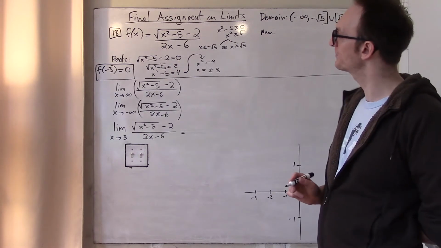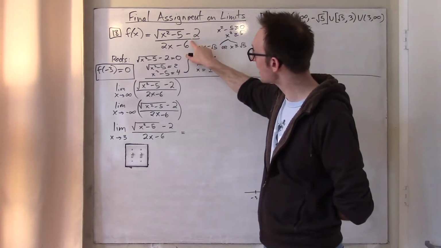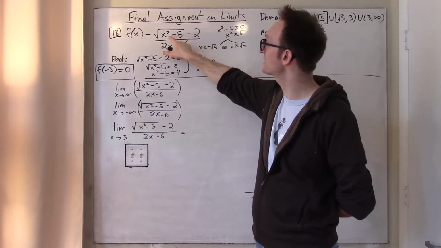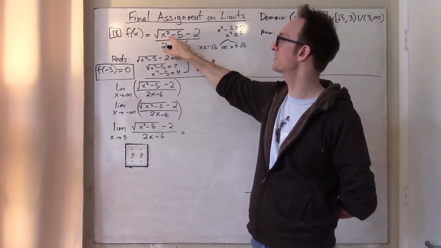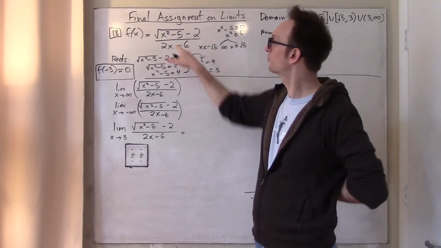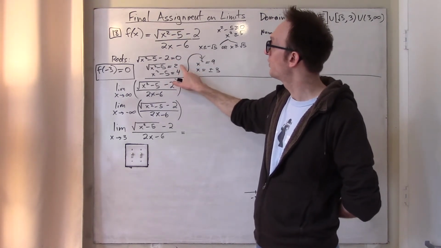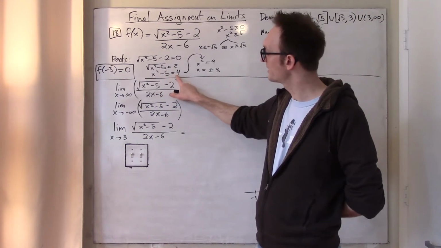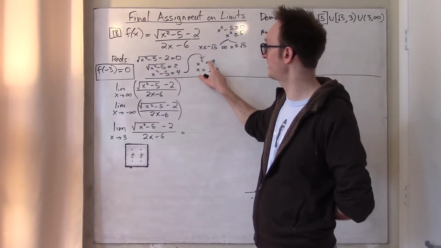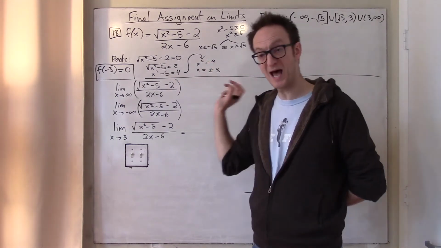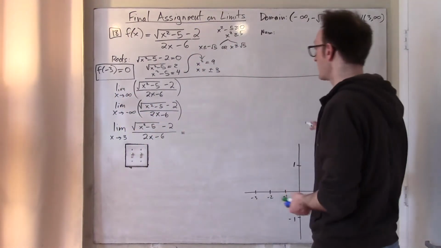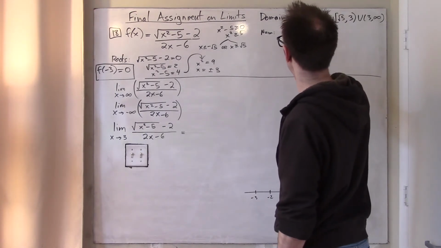Well, basically, let's just talk it out. When is the numerator going to be positive? The numerator is going to be positive when root x squared minus 5 is bigger than 2. When will root x squared minus 5 be bigger than 2? Well, when x squared minus 5 is bigger than 4. When is x squared minus 5 bigger than 4? When x squared is bigger than 9. And x squared will be bigger than 9 to the left and right of negative 3 and 3. Alright, so I don't feel like writing all that out all over again because it's kind of a repeat of what we already talked about.